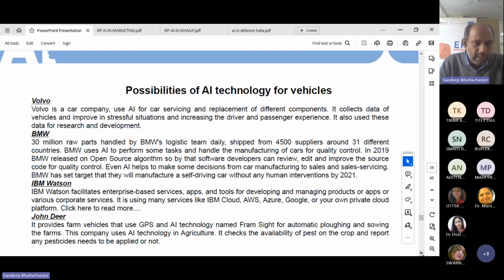Then John Deere, another latest development. It provides farm vehicles. In the US, they are using GPS and AI technology named FarmSight for automatic plowing and sowing of the farms. See how advanced their agriculture is. They are using GPS and AI in agriculture. It checks for the presence of pests on the crop and reports whether any pesticides need to be applied or not. Simple. If you can remove the pests or insects from the plants, you will get your crop yields more efficiently and on time with high quality control, of course, right? AI is helping in that case.